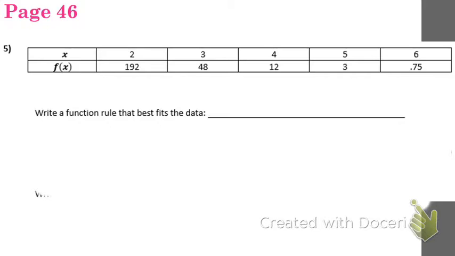Get this one out of here. So we're on number 5, page 46. So same thing. We're still building a function with a table. This one's a little different because we don't have an x equals 0, right? It starts at 2. Our table starts at 2. So we got to think. We got to work with what we're given right now, okay? So we'll start at the 192. Go to the 48. What would we multiply 192?